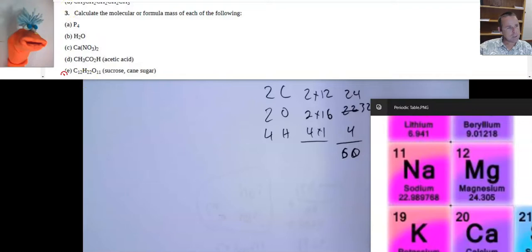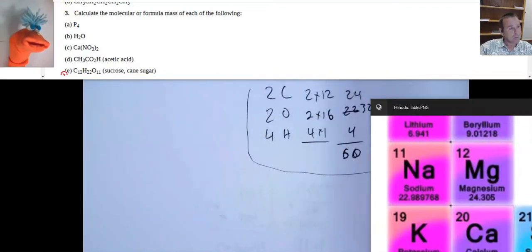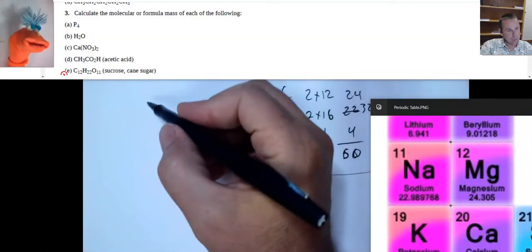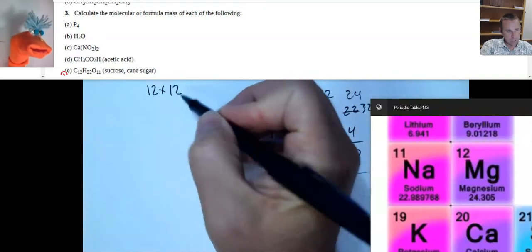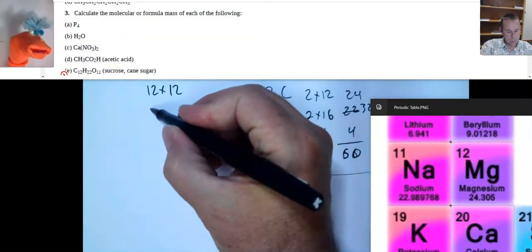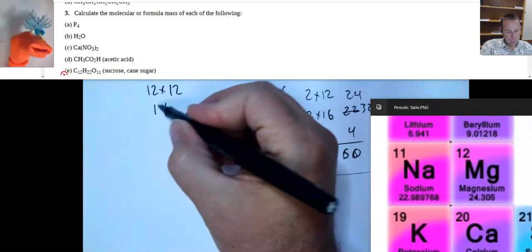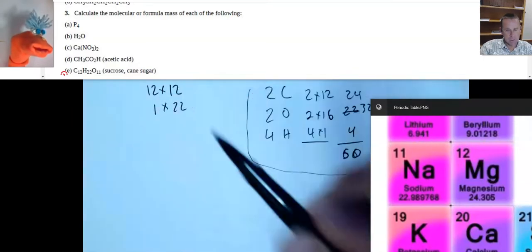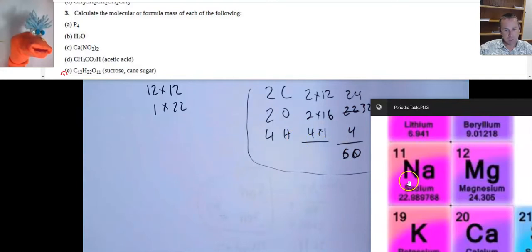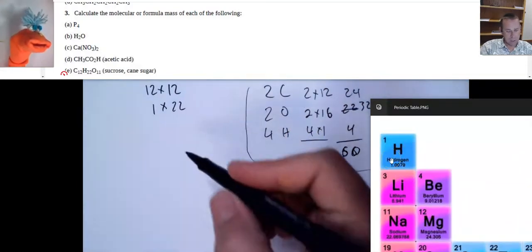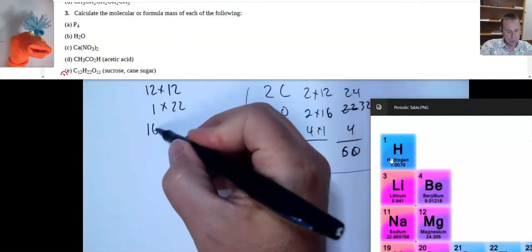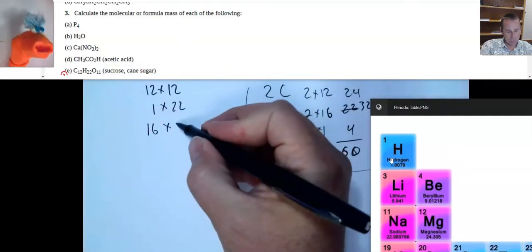Next. All right, sucrose. Sucrose, that's just table sugar, right? Yeah. 12 carbons, so that's 12 times what? 12. And then hydrogen. 22 times 1. So 1 is the mass of a hydrogen, and there's 22 of them. Again, we're getting these from the periodic table, right? And then oxygen. 16 is the mass of oxygen. How many are there? 11.